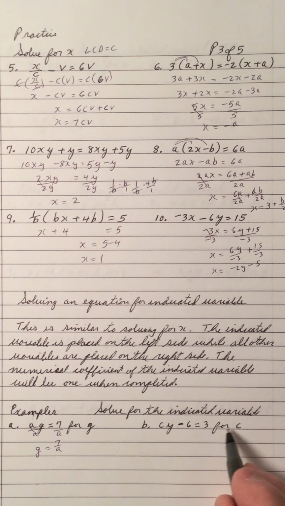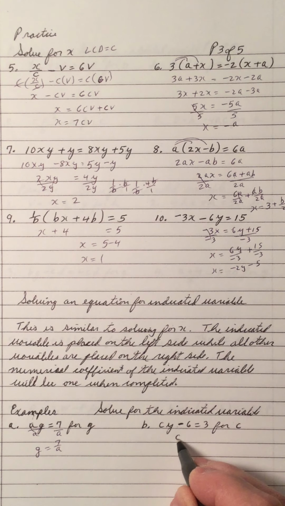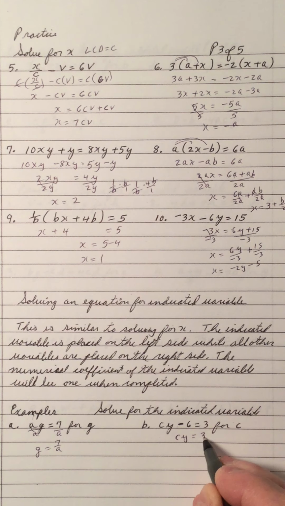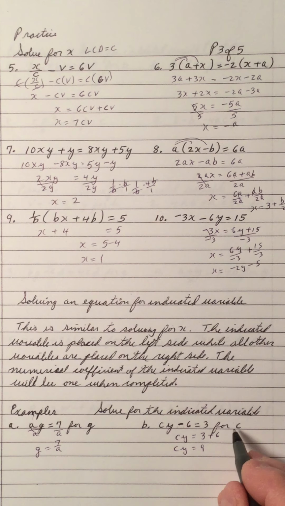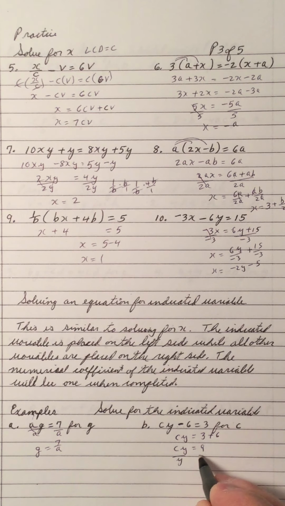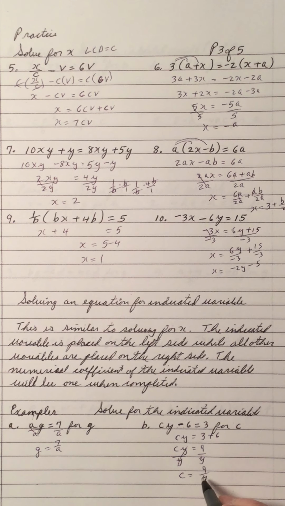Solve this equation for c. So c is on the left, and the other terms move to the right. -6 becomes +6. cy equals 9. And we're solving for c, so we have to divide by y. The y cancels out, so c is equal to 9 over y. We can't divide this. We have to leave it like that because that's a number and that's a constant.